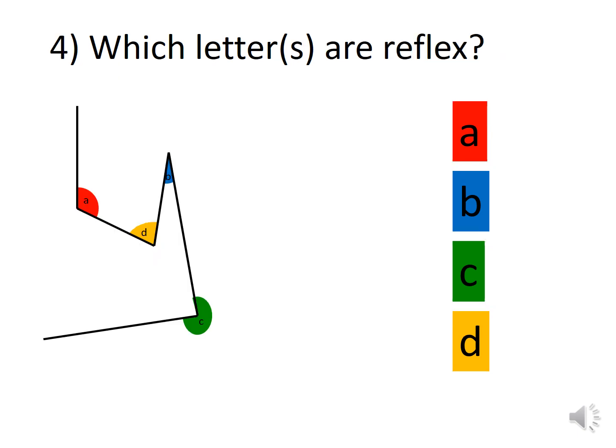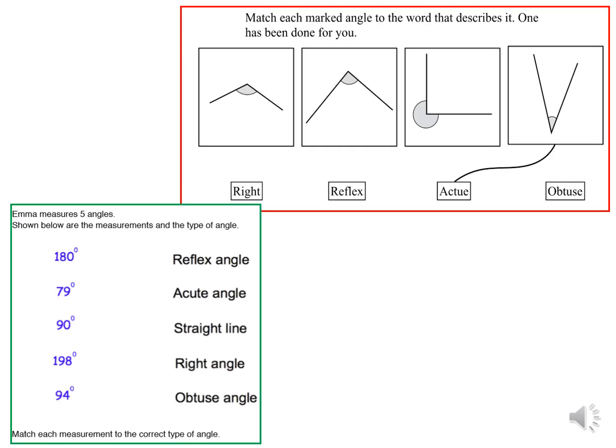Finally, question number 4, which of these letters are reflex? The answer that we should have got is C. C is definitely reflex. That's more than 180 degrees, and therefore it must be reflex. Now, as your main task, for the red box, draw the angles, what they look like, and label them to show which one is acute, obtuse, reflex, and a right angle. And for green, you just need to write out both sides, so all the degrees on one side and the names on the other, and match them up using a pencil and a ruler.